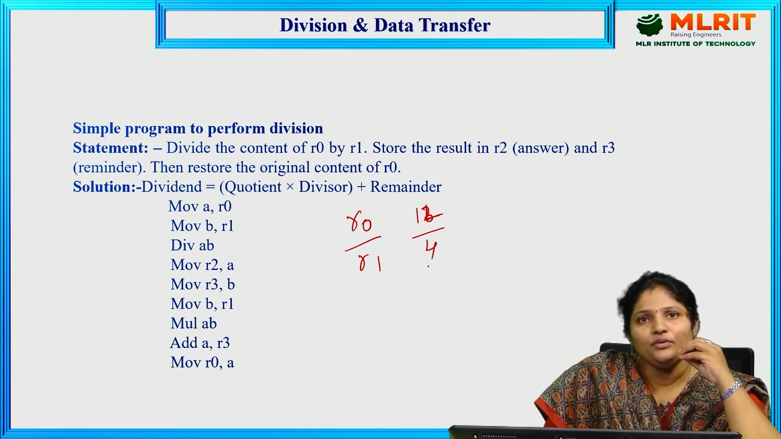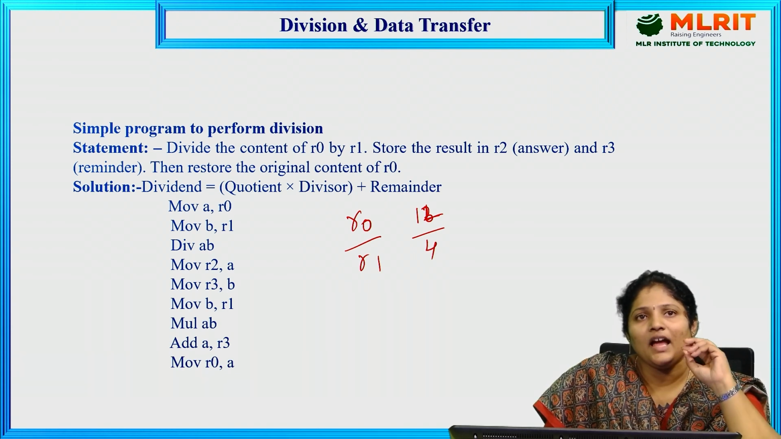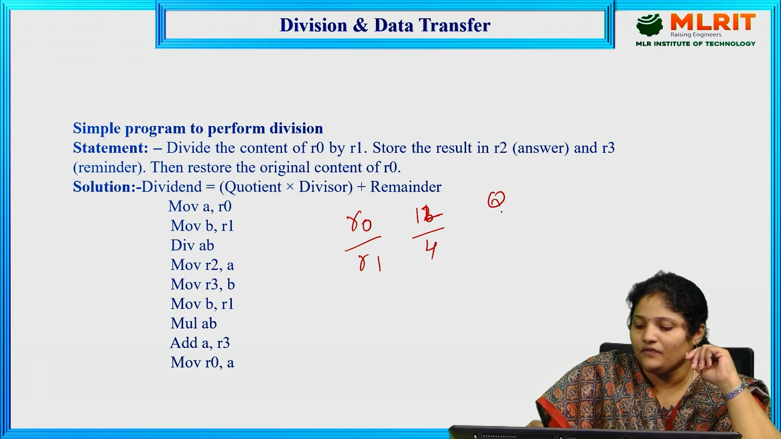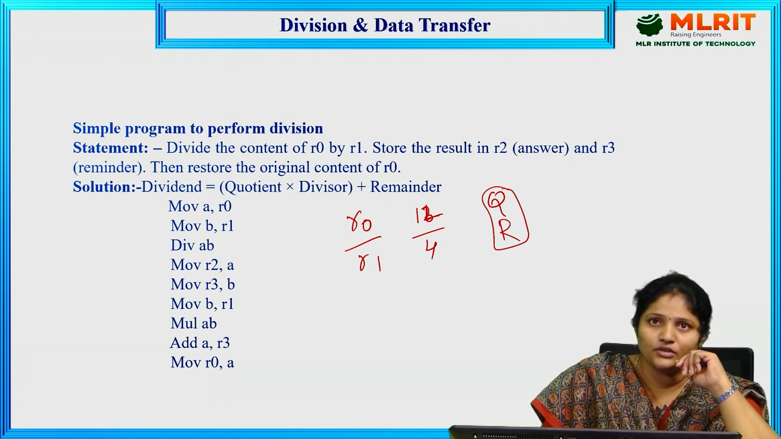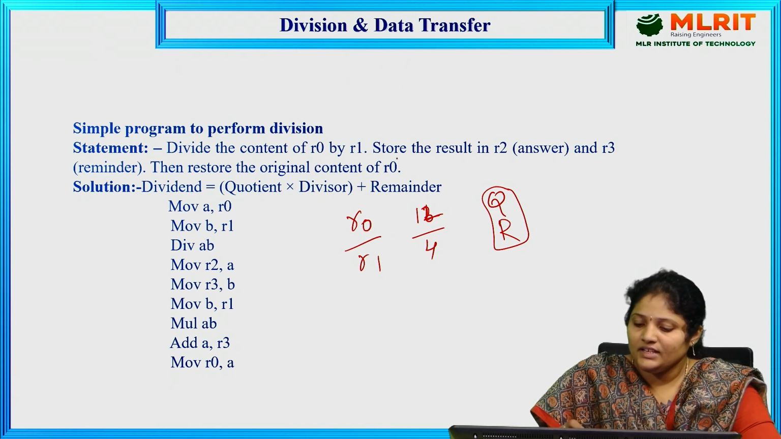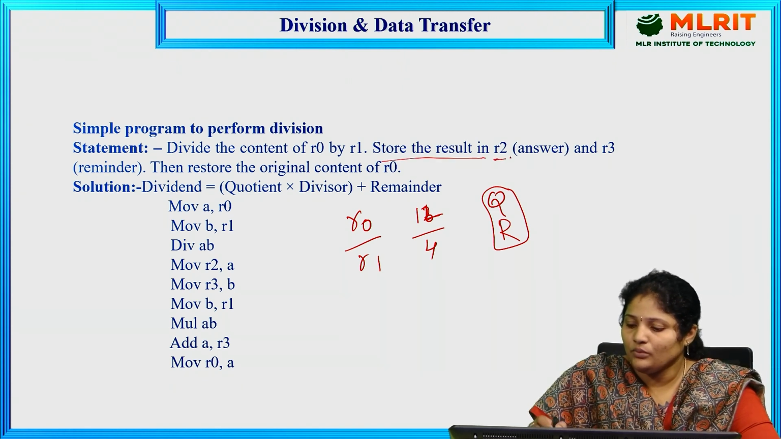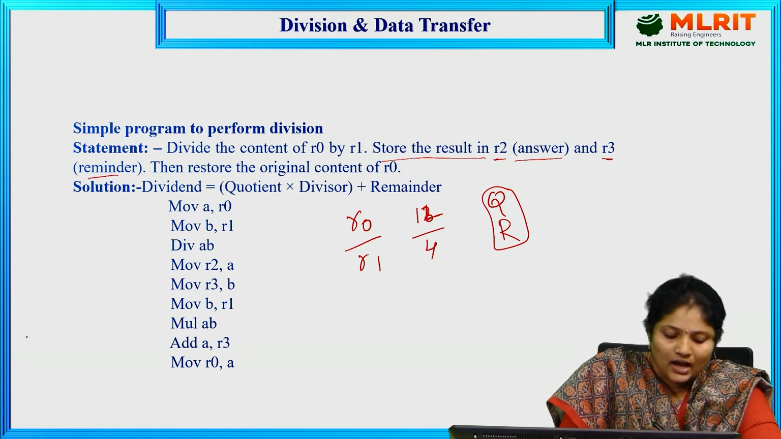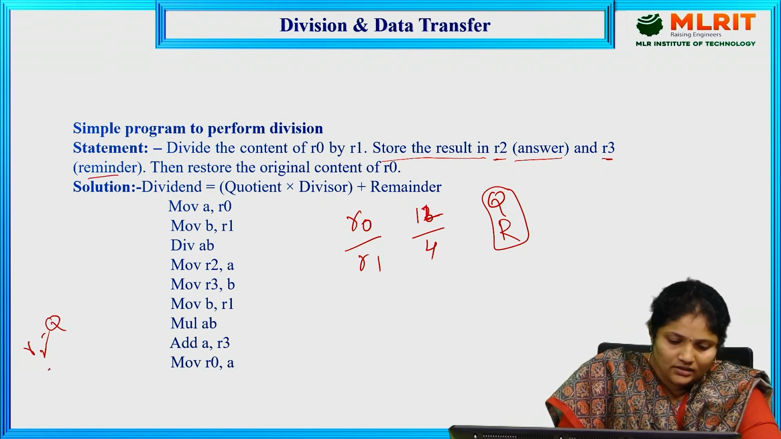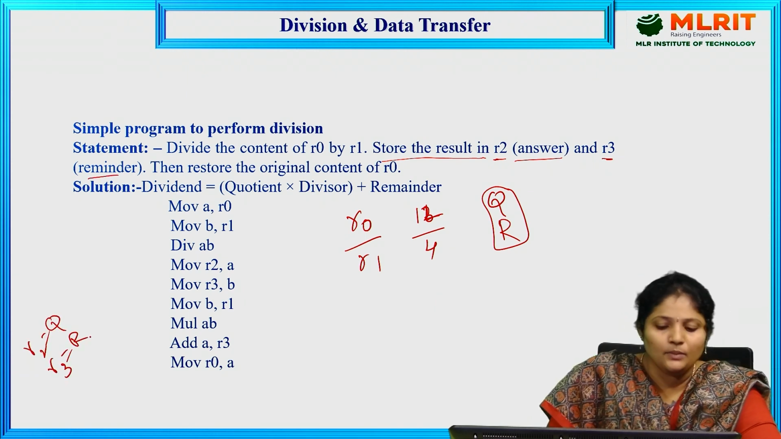So, while doing the division operation, we are having two outputs, right? One is coefficient and another one is remainder. We need to take consideration of these two both, right? So, next one, store the result in R2. Answer means quotient, and R3, remainder. So, R2 needs to have the coefficient and R3 needs to have the remainder.